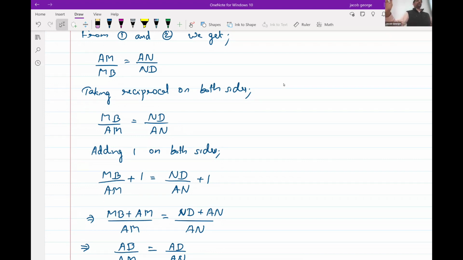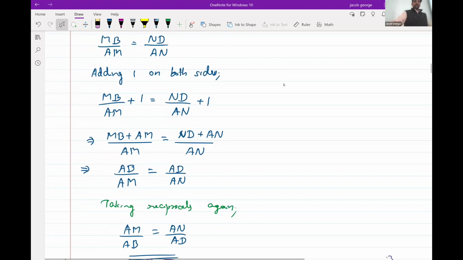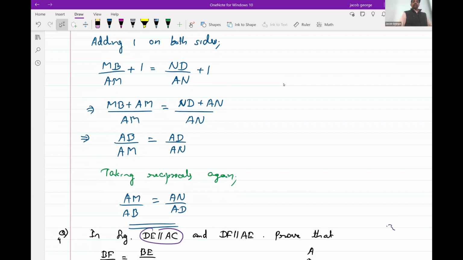Like this you study, and in the examination, within 1 or 2 minutes, you will be completing this type of question. Okay, 3-marker questions. So then what do you get? AB by AM is equal to AD by AN. Now taking reciprocals again. So what is the final answer? AM by AB is equal to AN by AD.